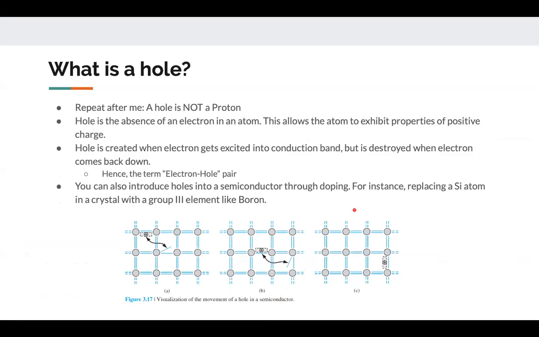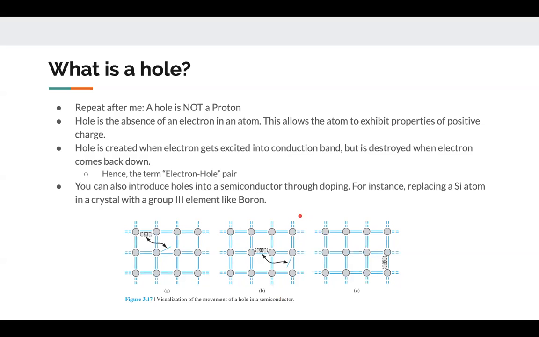So what is a hole? Repeat after me. A hole is not a proton. A hole is just the absence of an electron in an atom, and this allows the atom to exhibit properties of a positive charge. A hole is created when an electron gets excited to the conduction band, but destroyed when the electron comes back down, hence the term electron-hole pair.